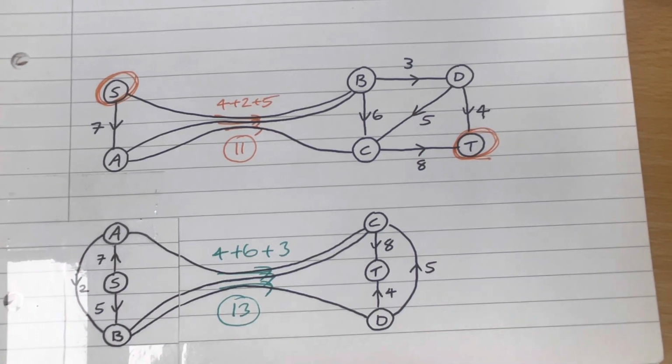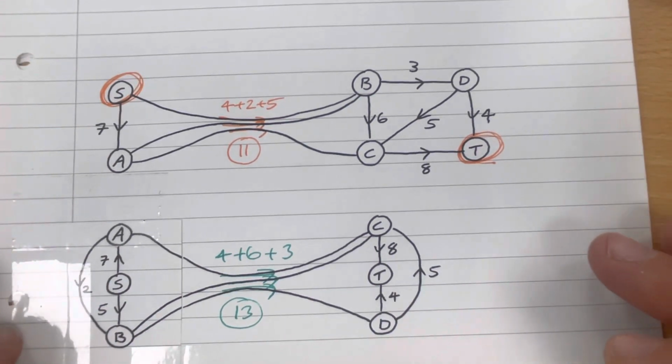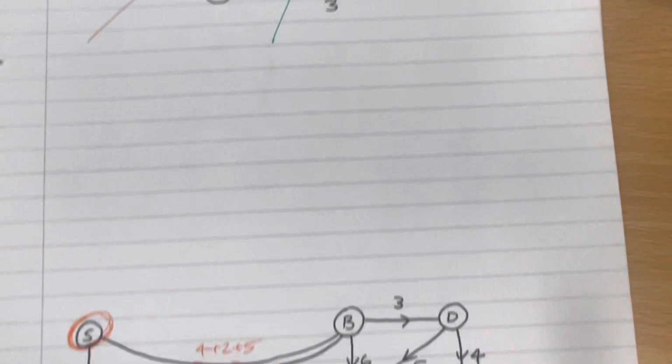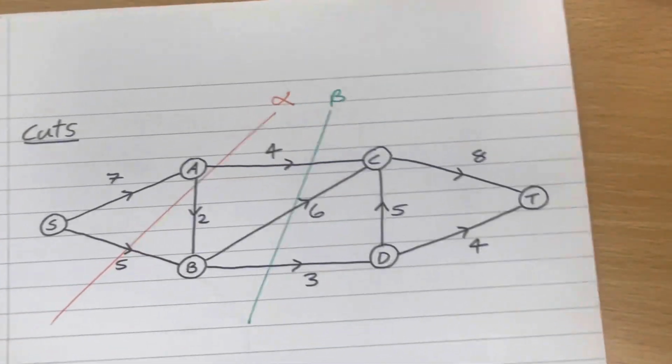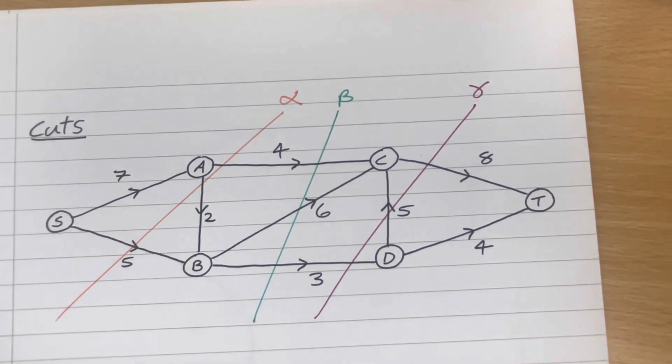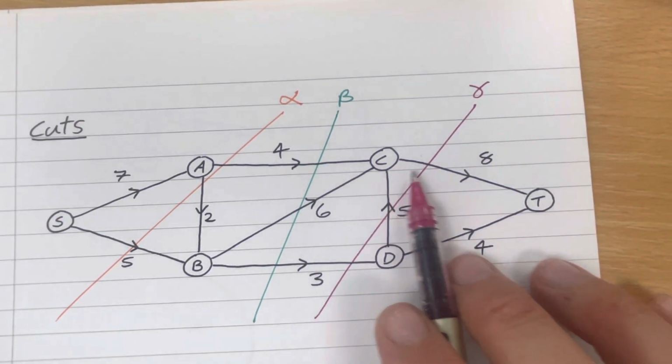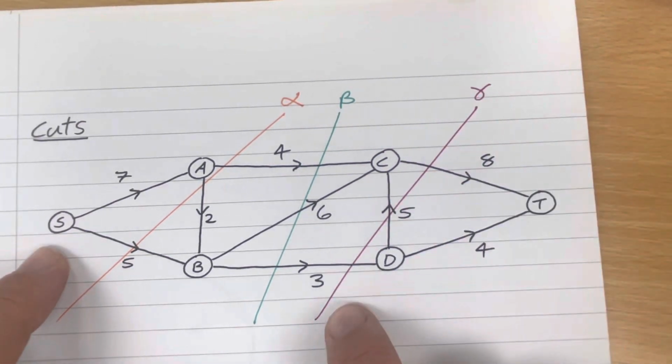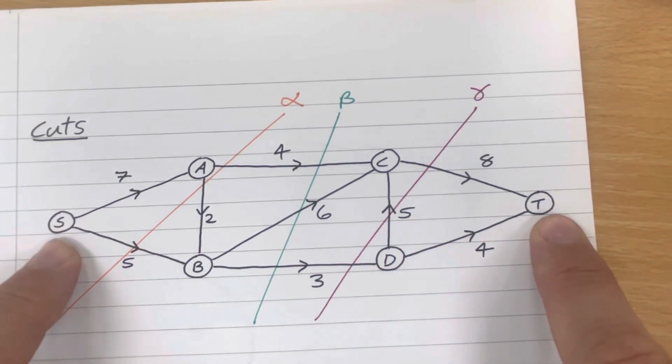Okay, so that's the idea of cuts and why we're doing it. It allows us to see how much flow we can get through a network. But let's make one more cut before we go any further. I'm going to make a cut here. I'm going to call this cut gamma. So again, this is going to cross three arcs. Again, we can see that this cut has separated the source from the sink, so it's a valid cut.